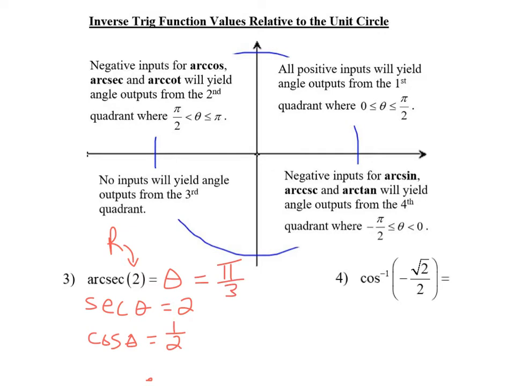All right, that's the only answer. Even though there is another place where the secant is 2 or the cosine is 1/2, that would be down here at like 5 pi over 3 or negative pi over 3, but that can't be the answer. All right, why don't you give number 4 a try, pause the video, and see what you come up with, given that it is an inverse cosine, but you've got that negative.